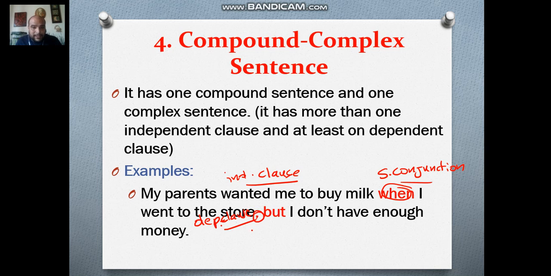Then I have the famous comma, and I have one of the fun boys: "But I don't have enough money." So the first one is complex, the second one is compound. It's going to be a compound complex sentence. Now let's go back to the definition. It has one compound sentence and one complex sentence. As easy as that. It has more than one independent clause and at least a dependent clause.